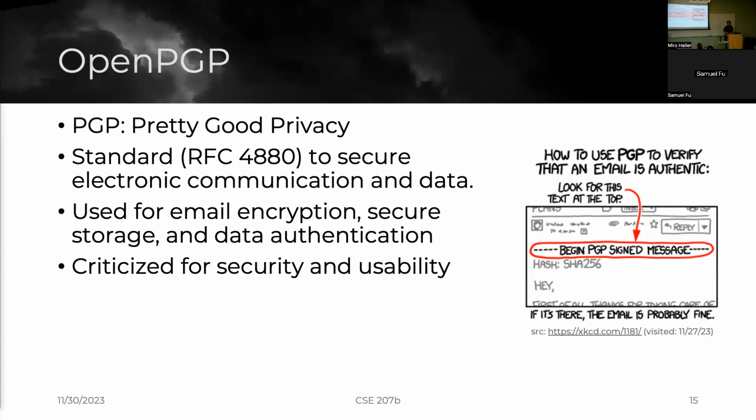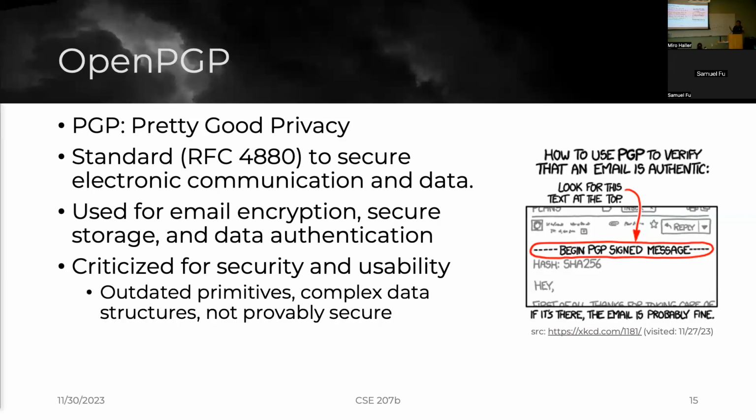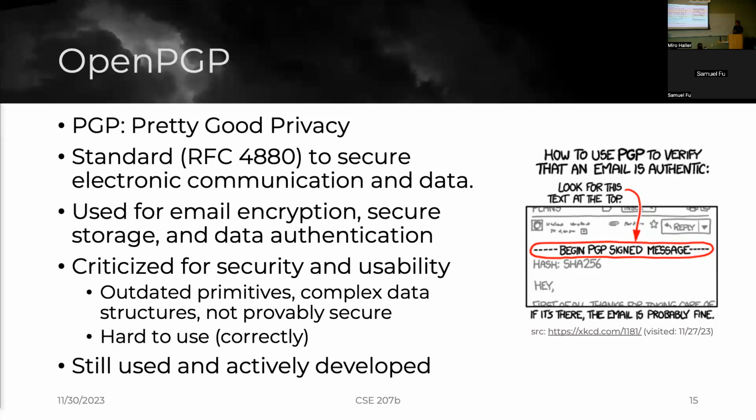All right. Maybe the security, I guess most of you know this. PGP has been heavily criticized for its security because they use outdated cryptographic primitives. They have very complicated data structures, and they're using things that are not provably secure. So they have their own construction of authenticated encryption that is not the one everyone else is using, so it doesn't have a proof. And it's also really hard to use. There's a ton of papers on the usability problems. However, it is still very much used and actively developed.